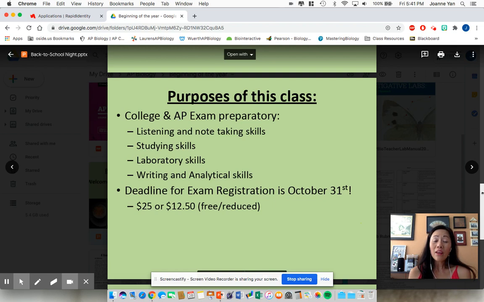And so speaking of the AP exam, there is a deadline for the registration, which is in October. Now, because we are part of the NMSI program, which is the National Math and Science Initiative, they do subsidize a large portion of the exam fees. And you can see the resulting fees down at the bottom of the slide.